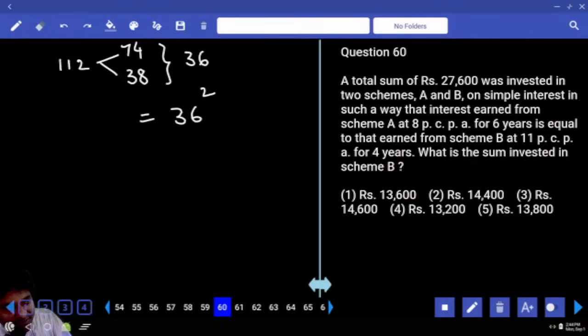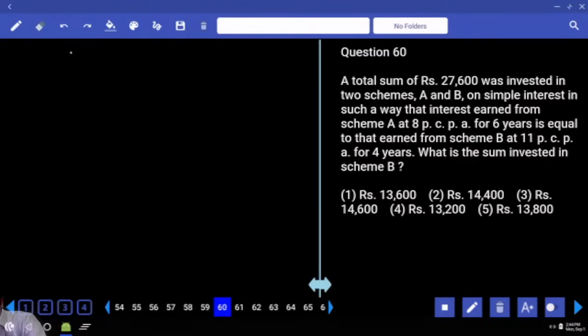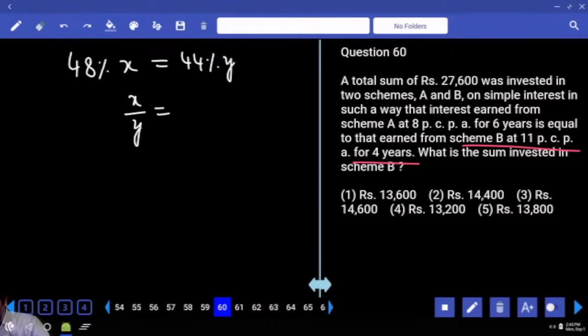A total sum of 27,600 was invested in two schemes A and B on simple interest in such a way that interest earned from scheme A at 8% per annum for 6 years. How much interest we will get in terms of percentage? 48% of X. X is principal in that case. Is equal to that earned from scheme B at 11% per annum for 4 years. 44% of Y. From this, X by Y will be equal to 44 by 48. Simplified form 4, 11 times, 4, 12 times.